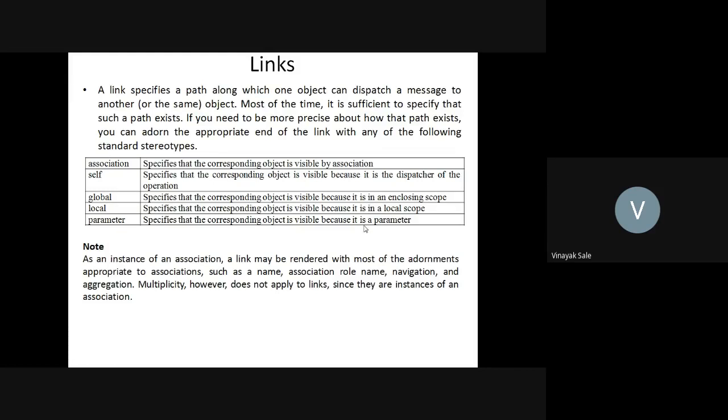So, as an instance of an association, a link may be rendered with most of the adornments appropriate to associations, such as name, association role name, navigation, and aggregation. Multiplicity, however, does not apply to links since they are instances of an association.